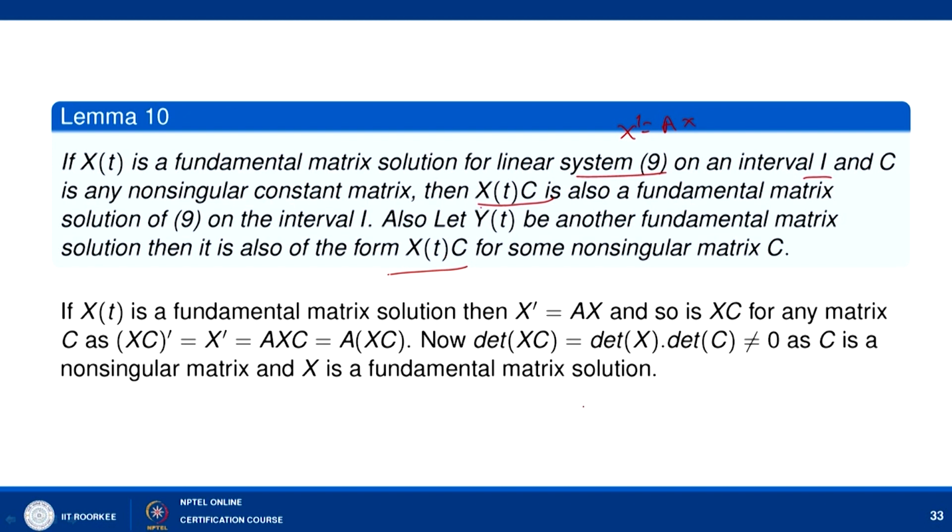So, the idea is that if we have X(t), then X(t)C will also be a fundamental matrix, and if we have some other fundamental matrix solution Y(t), then we can find a suitable non-singular matrix C such that Y(t) can be written as X(t)C, right. So, it means that any two fundamental matrices are unique up to multiplication by a non-singular matrix C.